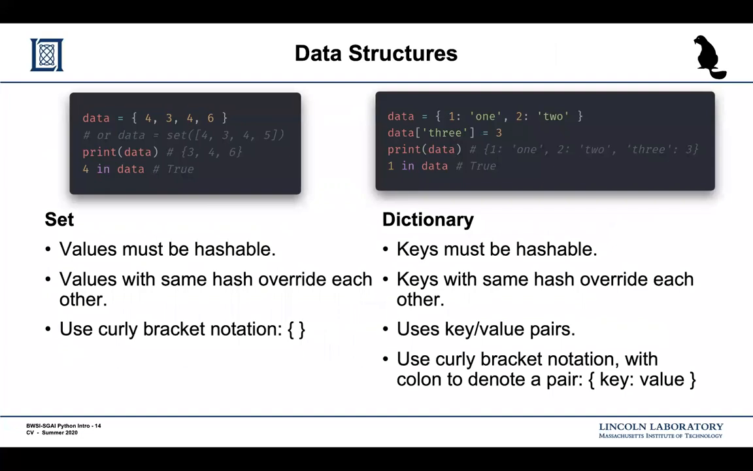So here are the data structures. We have what are known as a set and a dictionary. Both of them use this curly bracket notation. I have in a little comment there, you could say data equals set, and then you can pass in a typical list, and it'll convert it to a set. Basically that lets you run things like for in data. What that does is it checks if the number 4 is in the set, and it does that instantly because it's very fast about that.